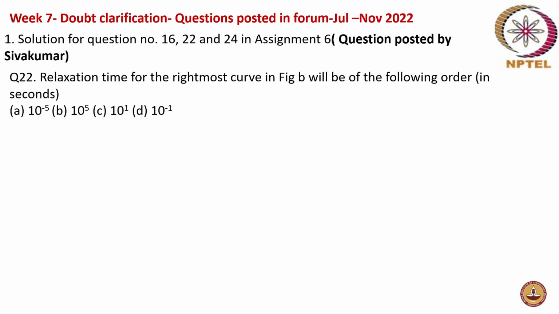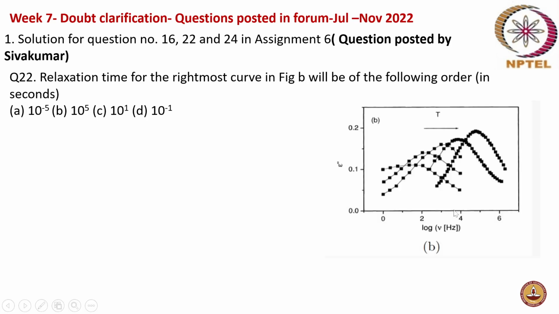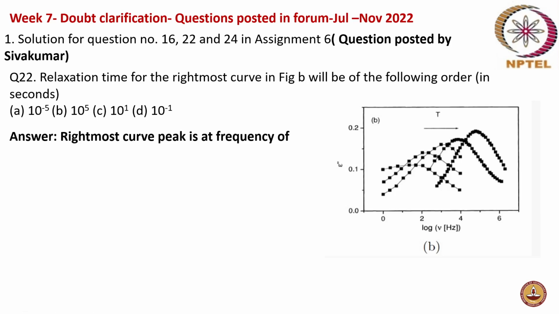Relaxation time for the rightmost curve in figure B will be of the following order in seconds. Will it be 10 power minus 5, 10 power 5, 10 power 1, or 10 power minus 1? This is figure B. If you look at my pointer, you could see that the peak of the rightmost curve is at a frequency of 5. They have given a graph of log of frequency versus epsilon double prime.